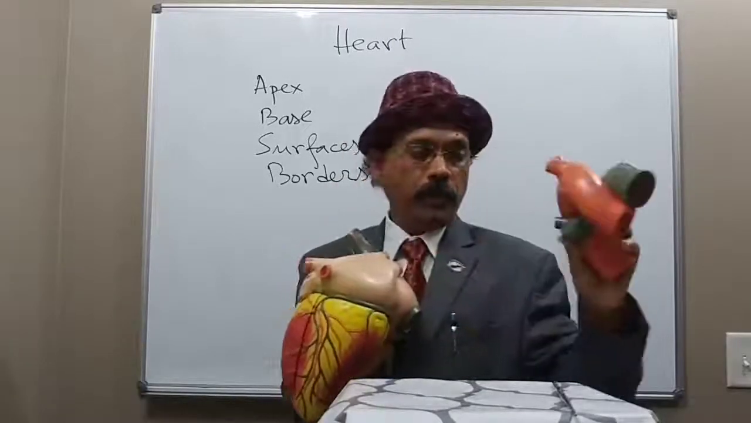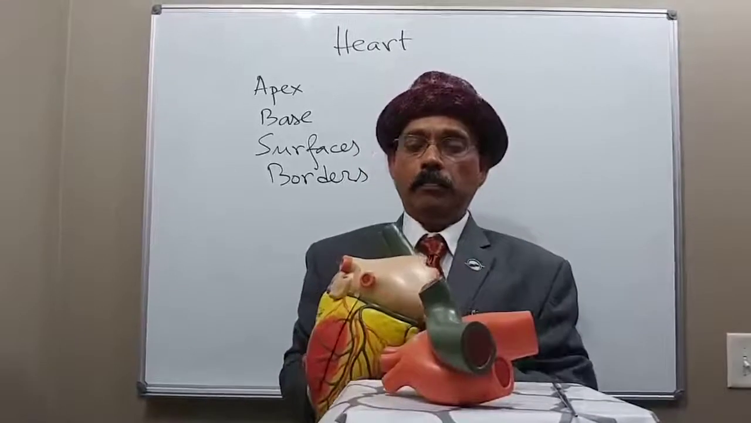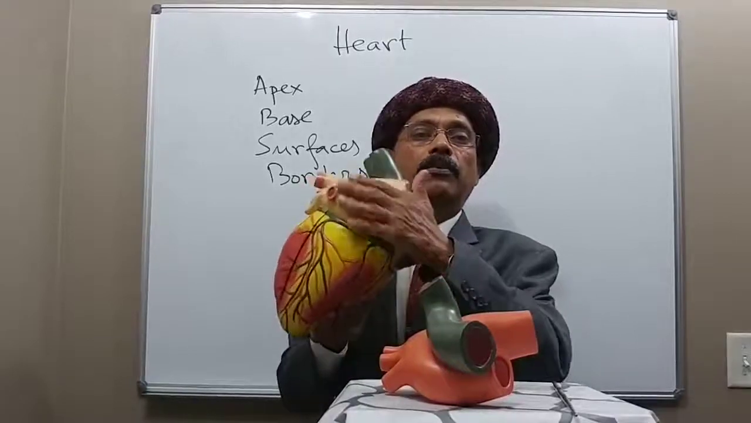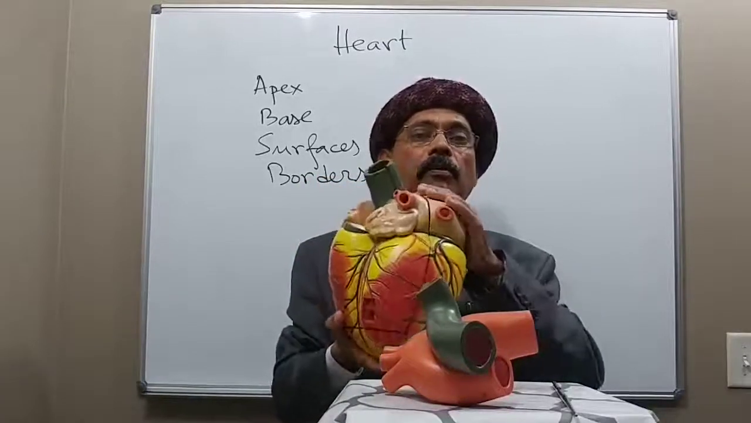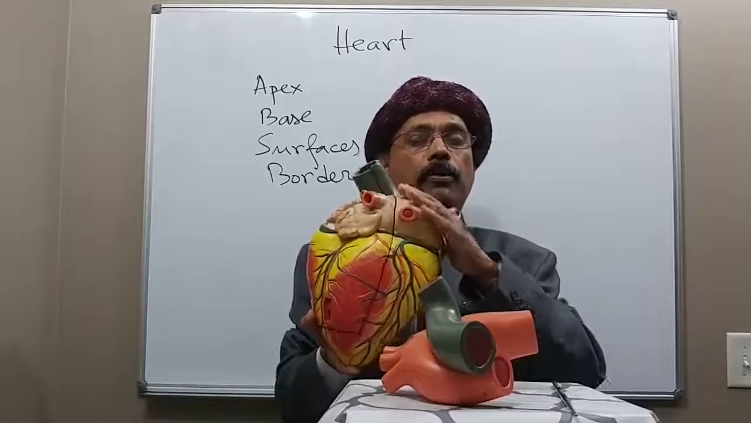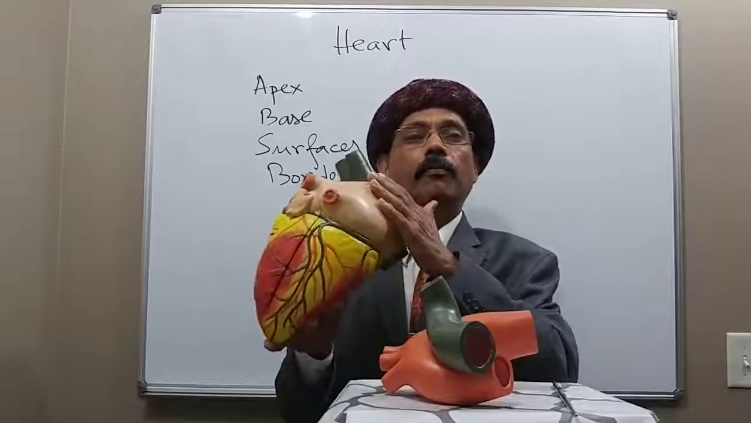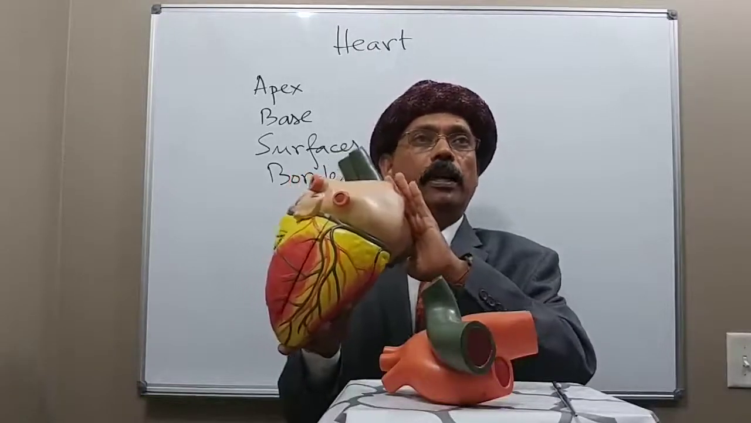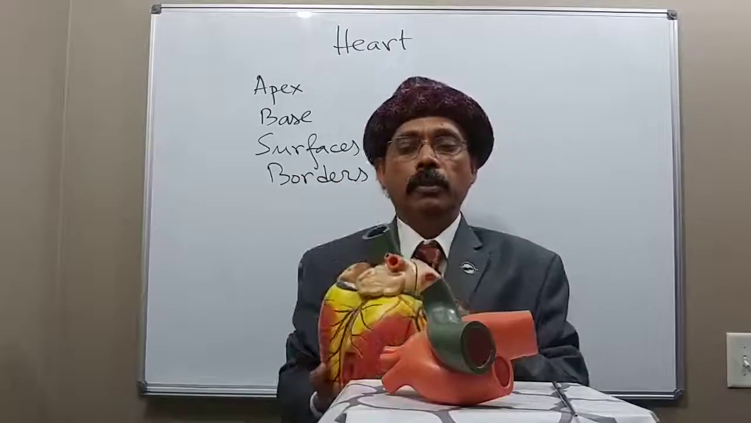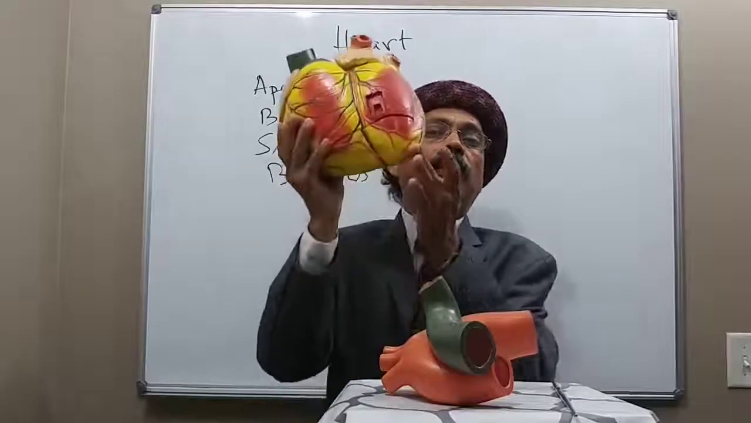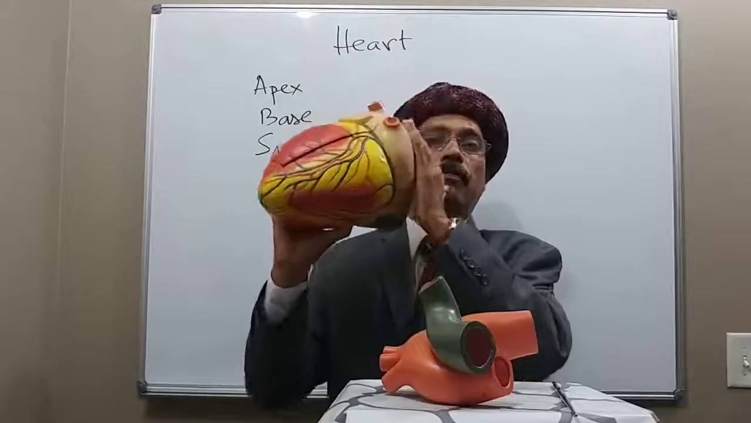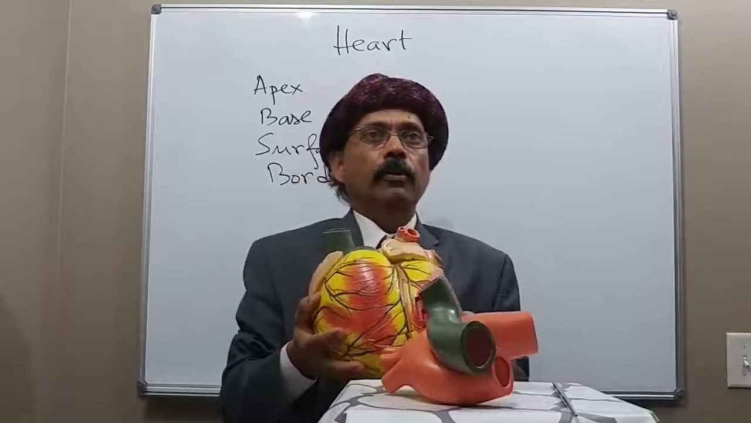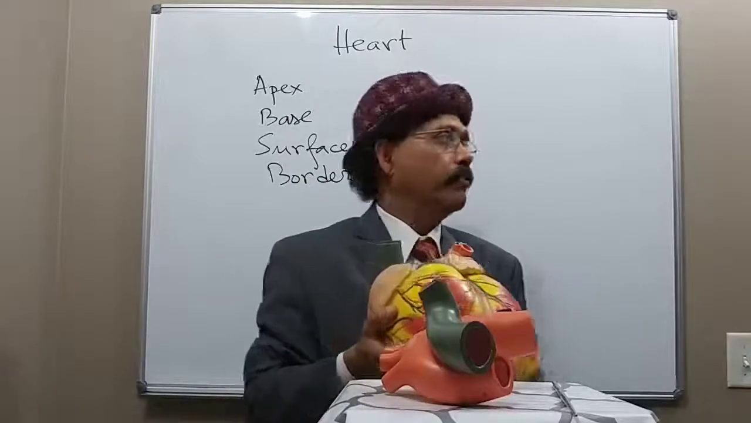If we remove the arch of the aorta and the pulmonary trunk, we'll get the base of the heart. The base is directed backward and upward. Okay, this is the base. The base is formed by the left atrium and part of the right atrium. We got the apex and the base of the heart. Then we'll go to the margins and surfaces.